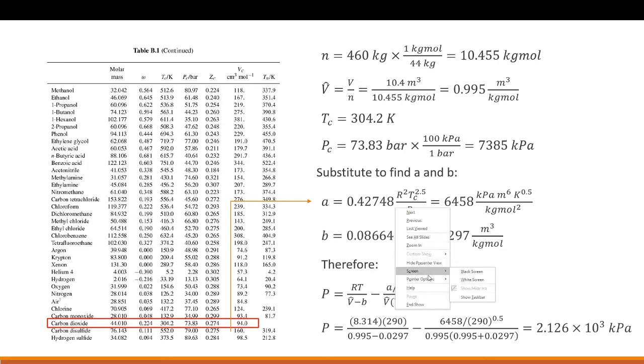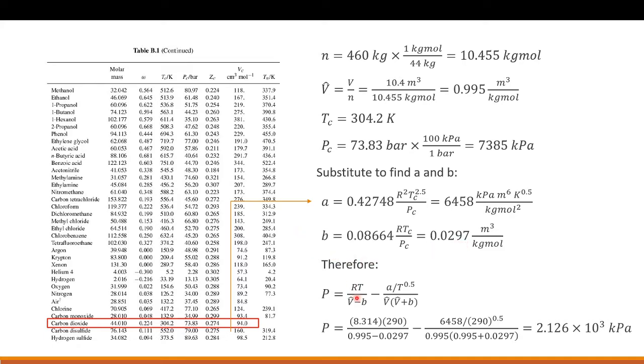Let me use a pointer. Substitute your R, which is a fixed constant, and substitute your TC that we have found. Substitute PC, and we should get our A value here. Do the same for B. Substitute your TC, R, and PC, and we get B.